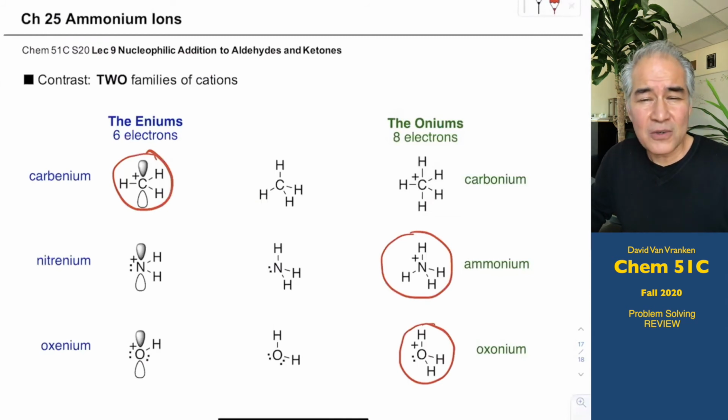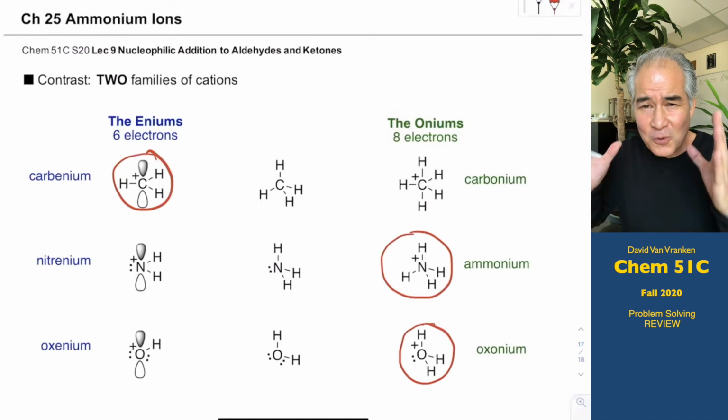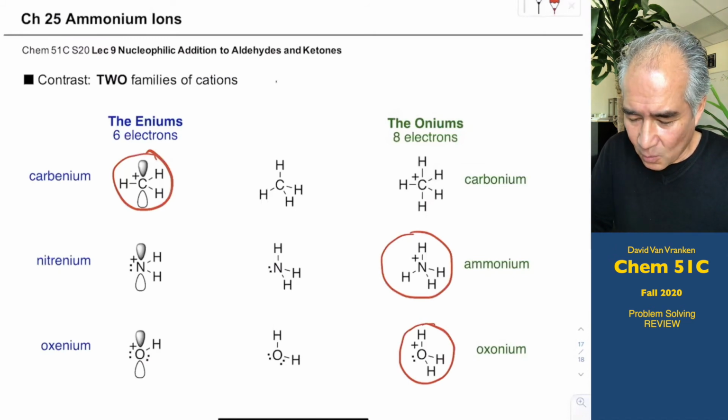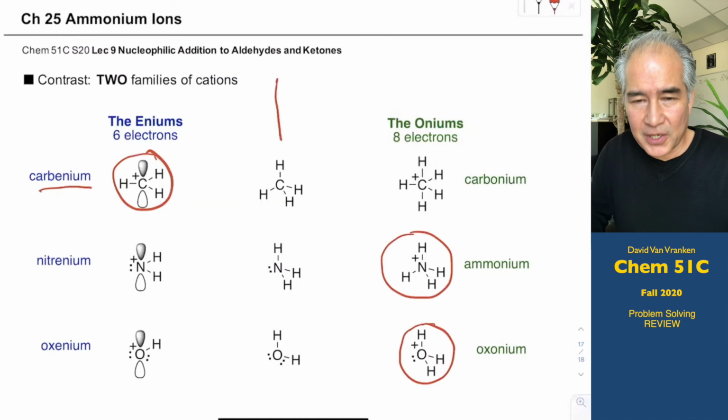And what we never told you, we never mentioned this, we didn't make any big deal about it, is these actually come from 2 completely different classes of cations. There's 2 classes of cations, and that's what makes everything so confusing. One class of cations, one family, is called enium ions. So this species here with carbon is called a carbenium ion.